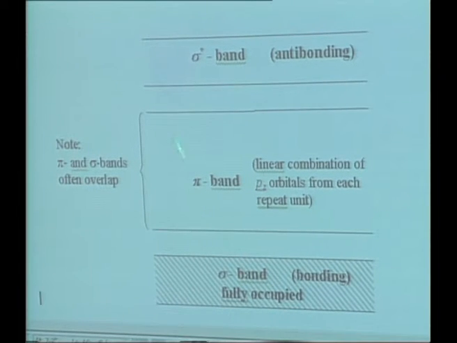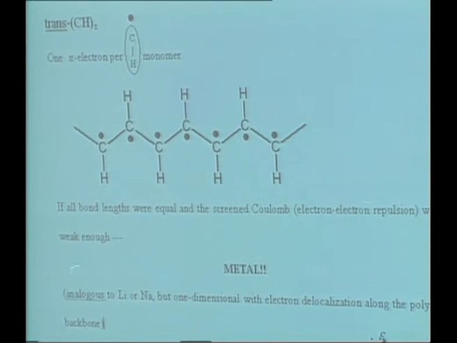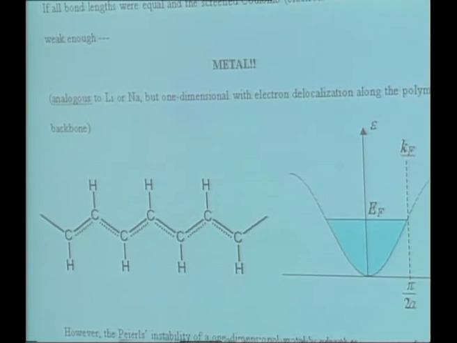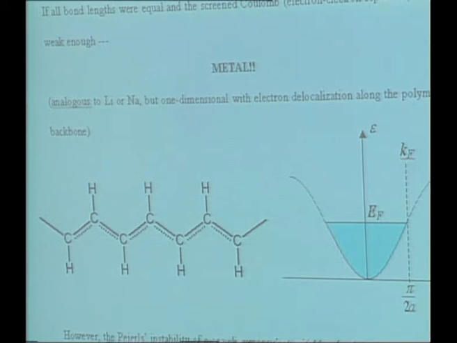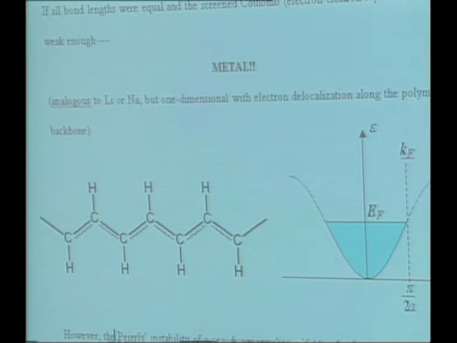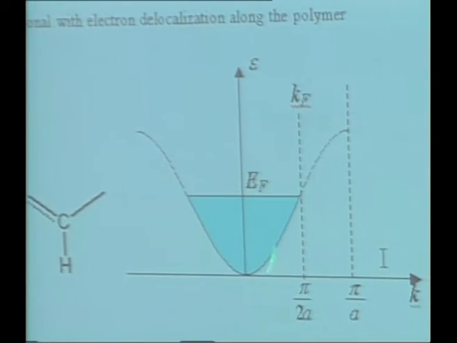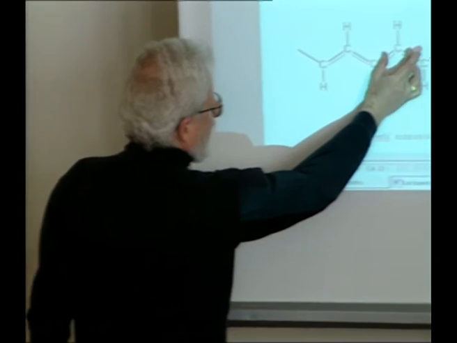Now, the details of the pi electron band structure depend on how many electrons there are in the unit cell. And here again, if all the bond lengths were equal and there were no Peierls instability, polyacetylene would be a metal. The electronic structure would look like this. That is to say, the electrons would be fully delocalized in this schematic picture. The electronic structure in a simple tight binding like picture would be that of a metal. This would be the pi band here. The Fermi level would be halfway up, the repeat unit would be one CH unit, okay?